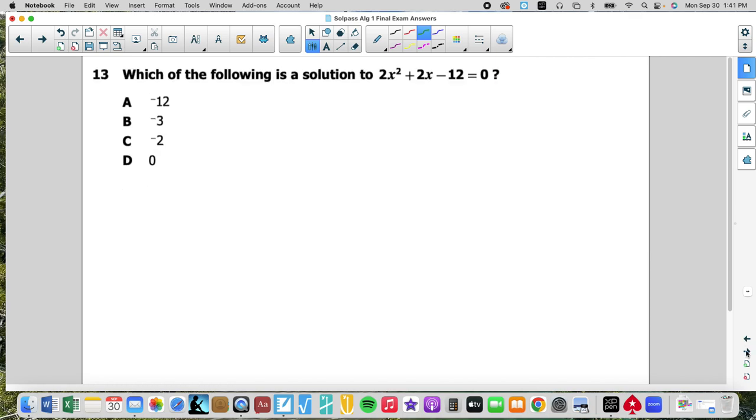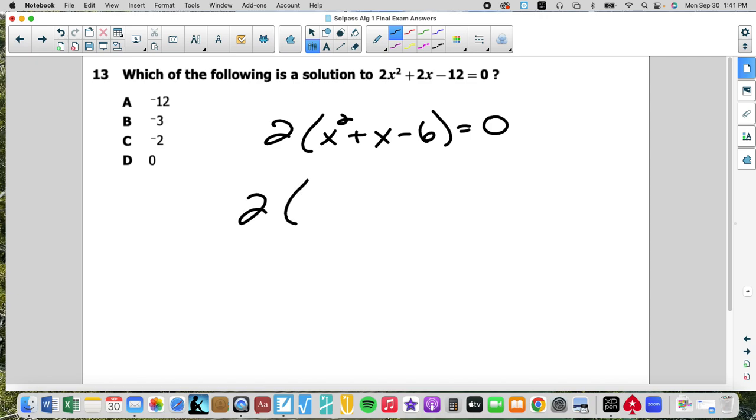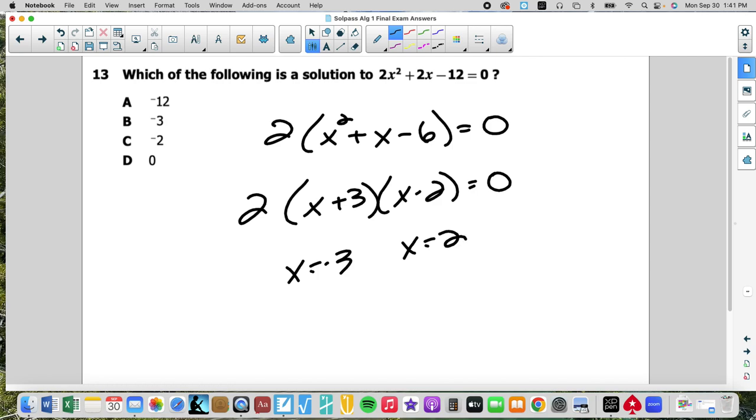We've isolated for p. Which of the following is a solution to the equation? The first thing I would do, if I was factoring, is factor out a 2, and I get this. Then factors of 6 that, when subtracted, equal 1 are going to be x plus 3 and x minus 2. So I know x is going to equal -3 and x is going to equal 2. So which of the following is a solution? Just B. C is -2, so that would not be a solution.